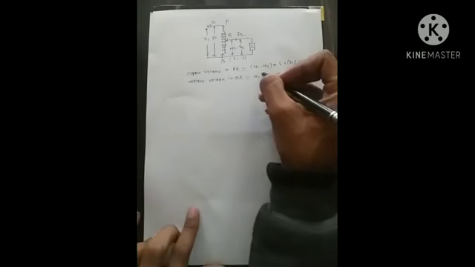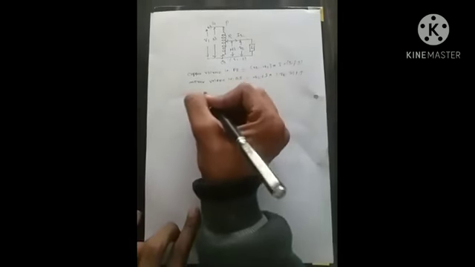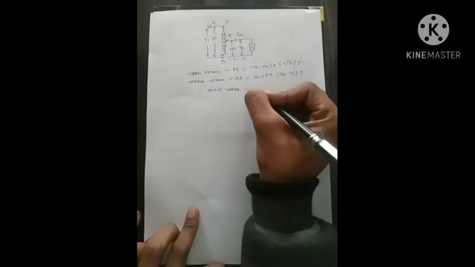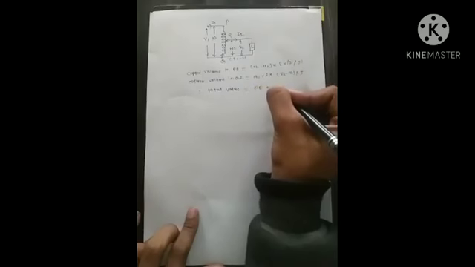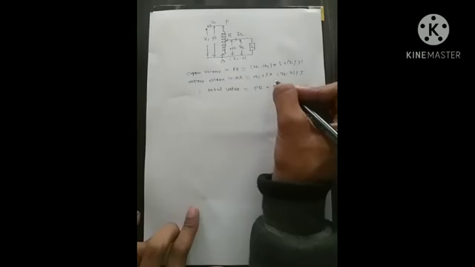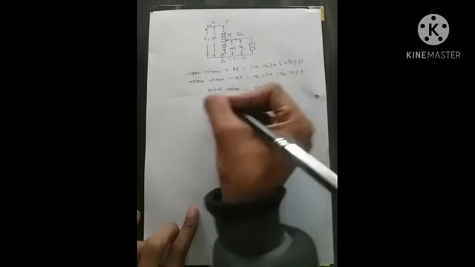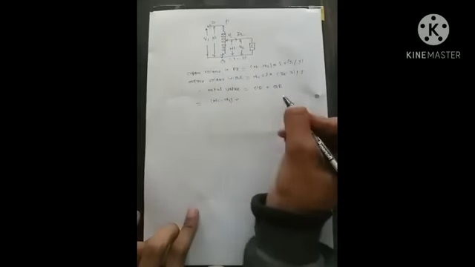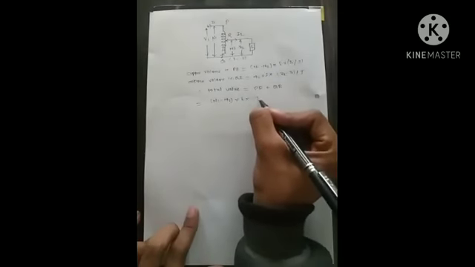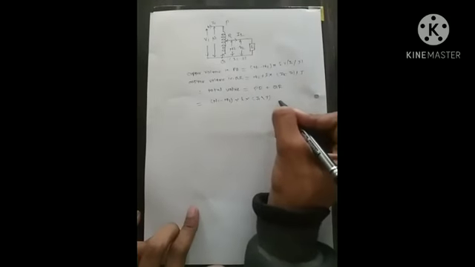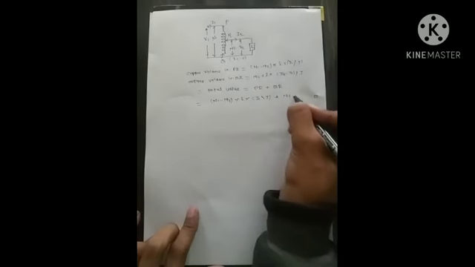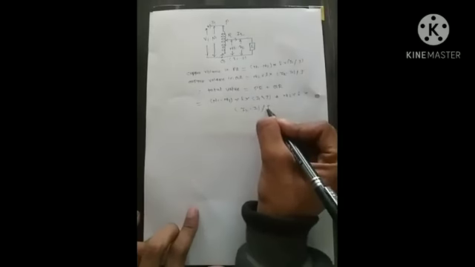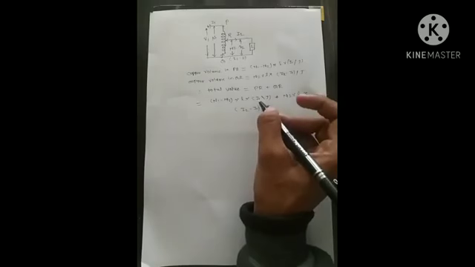Therefore, the total volume of both windings equals the copper volume in PR part plus the copper volume in QR part. So the total copper volume of the auto transformer is (N1 minus N2) into L into I1 upon J plus N2 into L into (I2 minus I1) upon J. This is the total copper volume of the auto transformer.